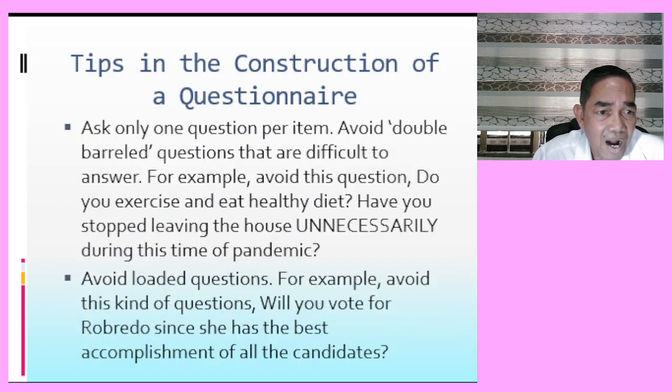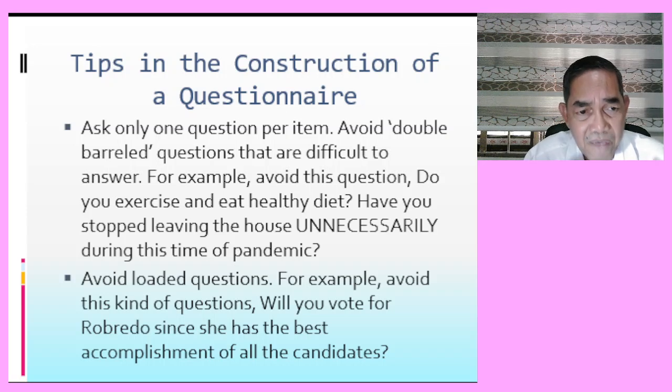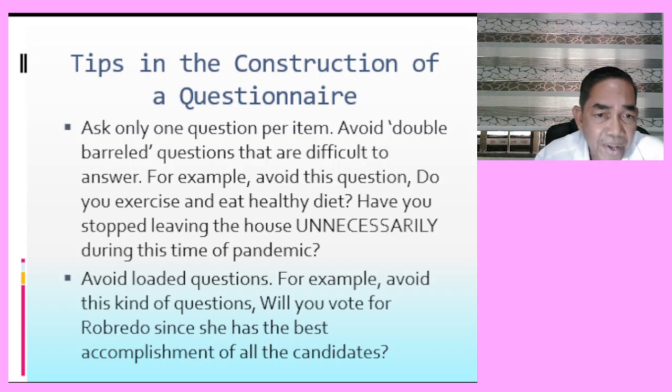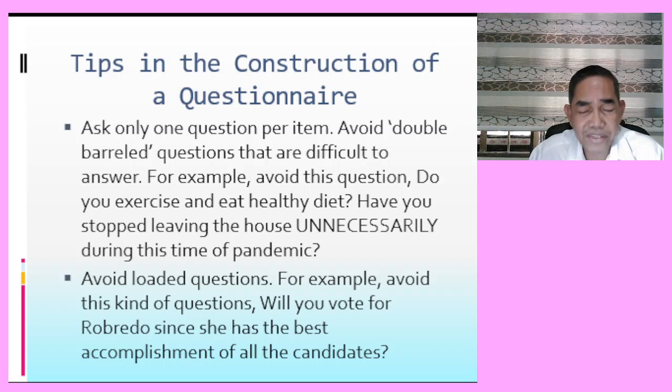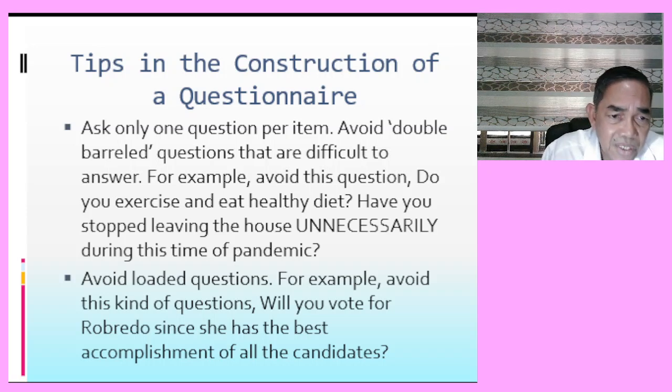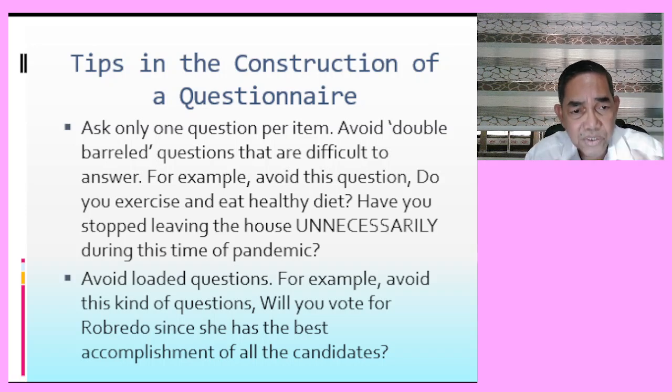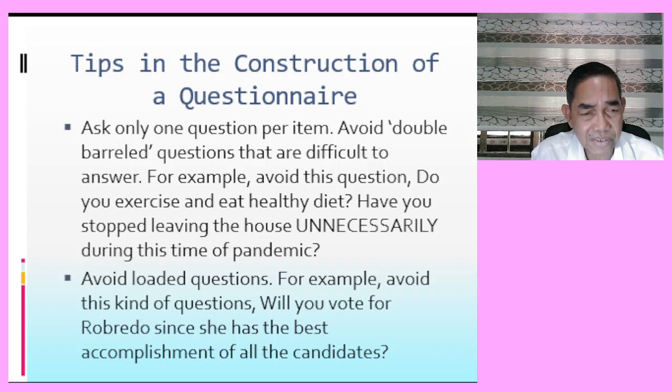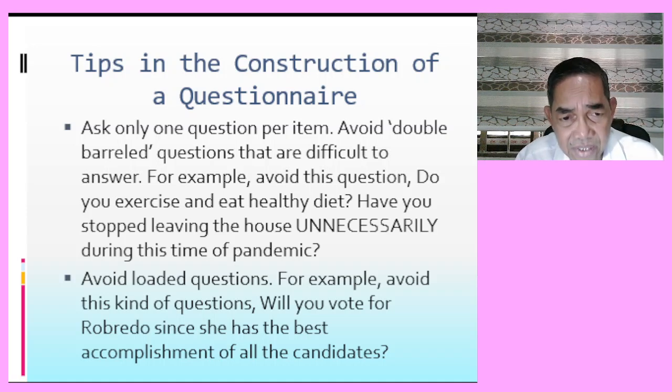Ask only one question per item. Never ask two questions in one item, and avoid double-barreled questions that are difficult to answer. For example, avoid this question: do you exercise and eat a healthy diet? You will note that there's only one item, and then you have two questions: exercise and healthy diet. So avoid this type of question.